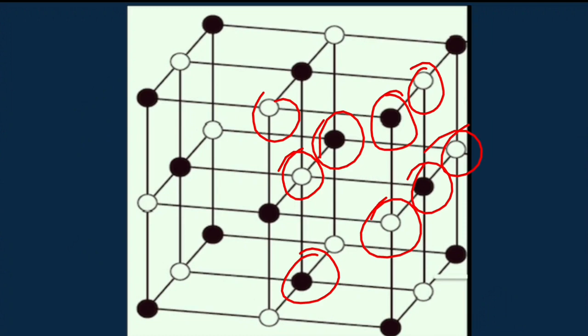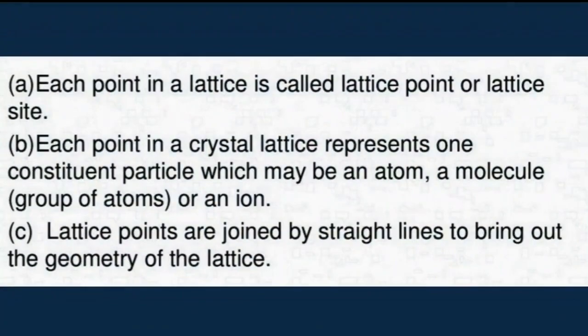Each point in a crystal lattice is a constituent particle. The black one is a constituent particle, the white one is another constituent particle, then black again the same particle, then white again. So each point in a crystal lattice is one constituent particle, and it can be an atom, molecule, or ion. It depends on which type of solid you are considering. But each point represents a constituent particle. That is the second point.